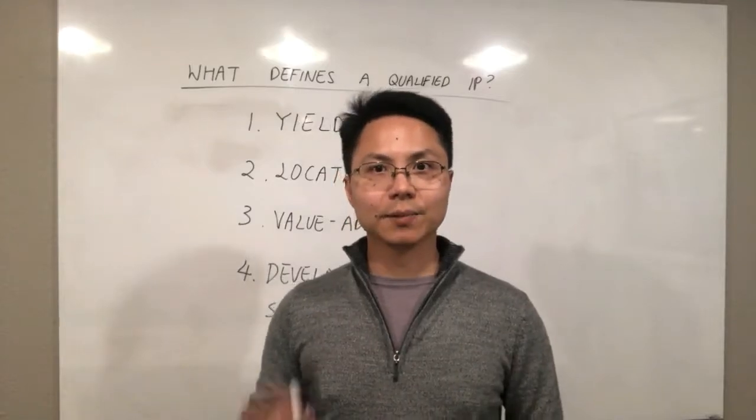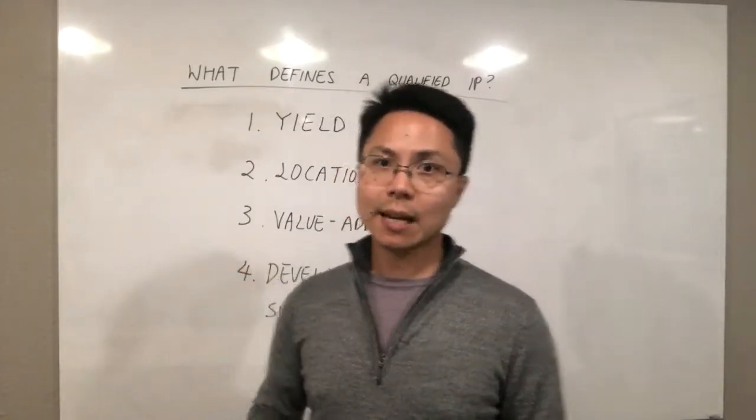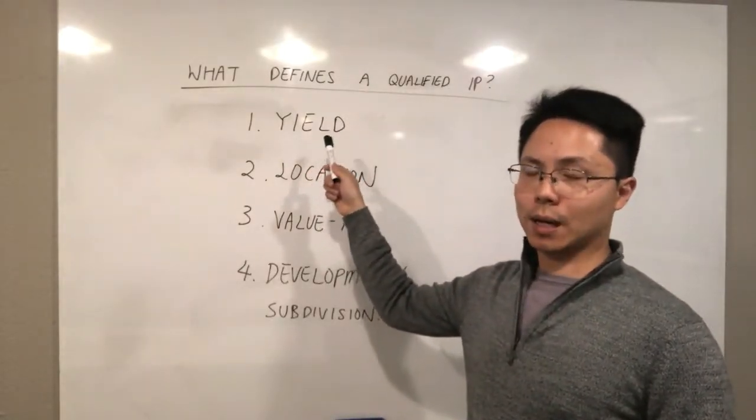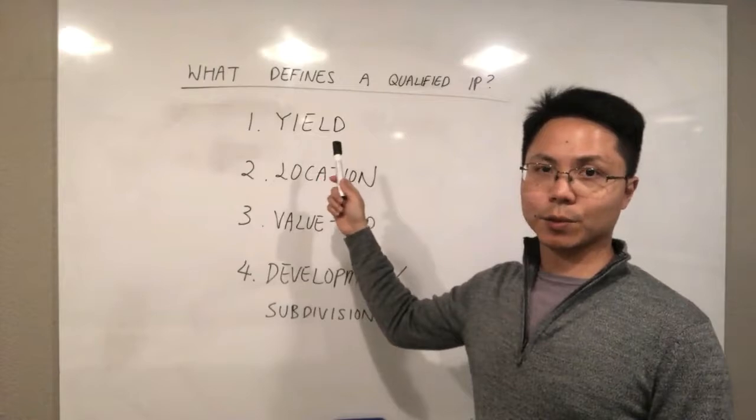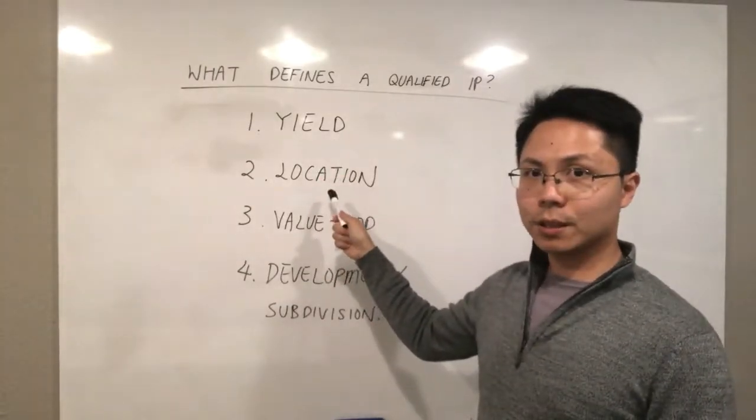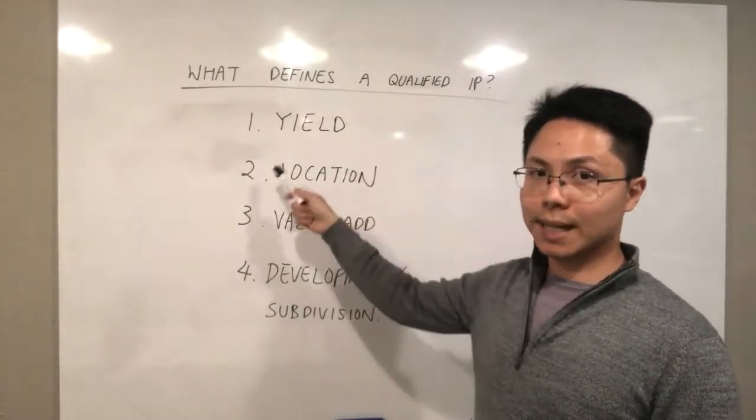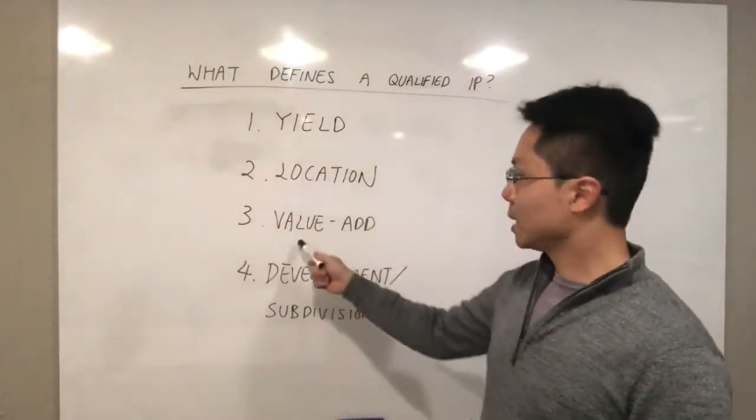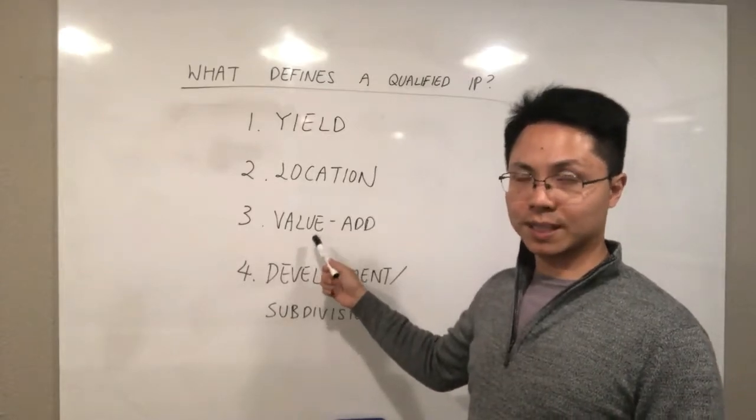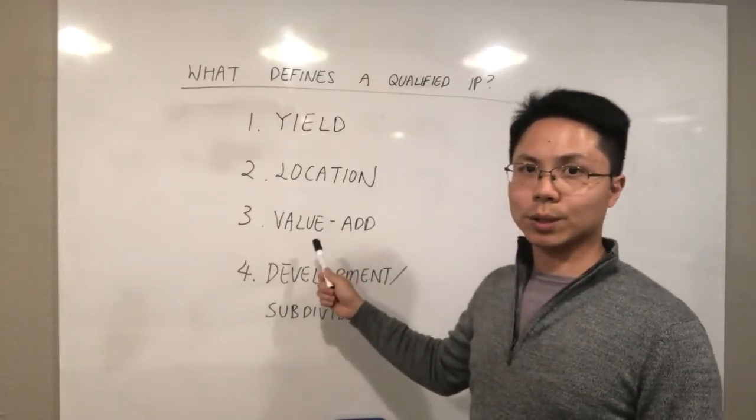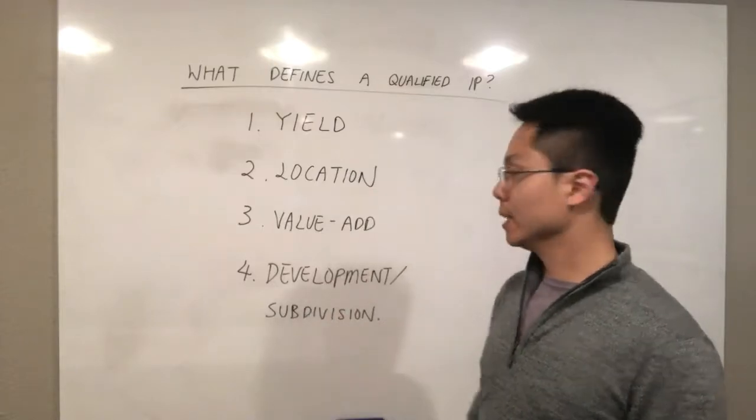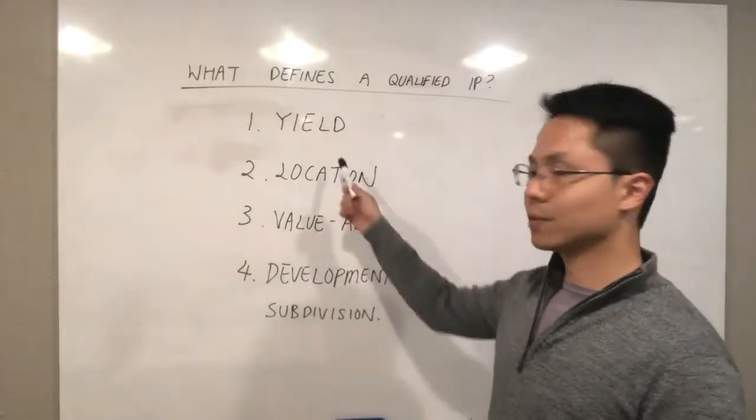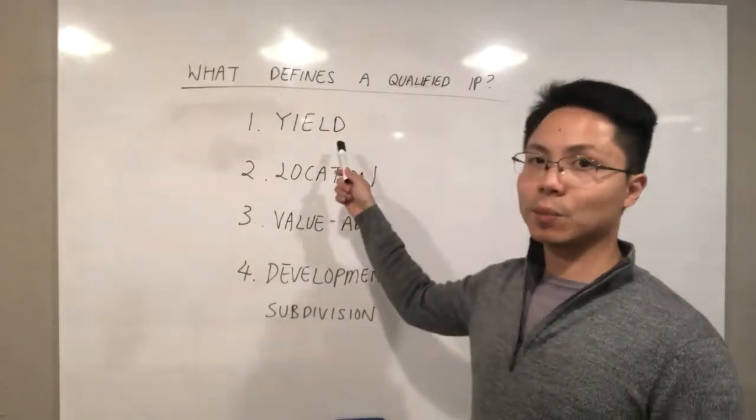Okay, so there are basically four key ingredients that we'll be looking at today. Number one is yield, so the gross rental return of a property. In other words, how much cash flow is it generating for you? Number two is the location, in terms of where the property is located and how close it is to amenities and transport and all that. Number three is value add. What sort of things can you do to the property in order to create and manufacture that equity? And number four is development or subdivision potential. Okay, so these are the four key ingredients. Now let's have a look at number one.